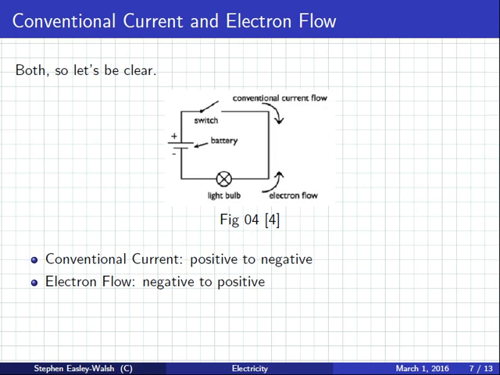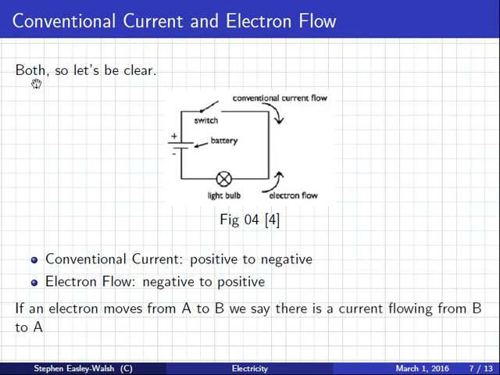So, now just to be super clear, if an electron moves from A to B, we say there's a current flowing from B to A. Yes, B to A, not A to B. Okay, so if the electron moves from A to B, we say the current flows from B to A. That's not a mistake, that's how we say it.